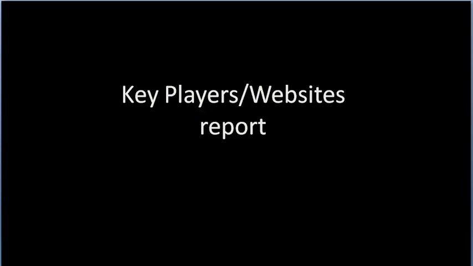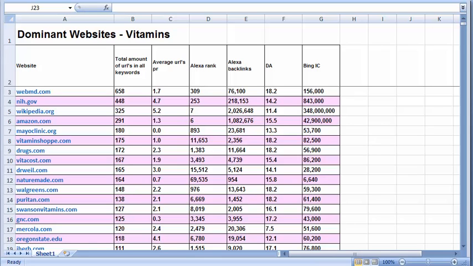Our third report is a key player and website report. Once again, it is presented in the form of an Excel spreadsheet that provides a detailed list of 6 different ranking variables for each of the dominant websites competing for a specific key phrase family. The most important one is the first column, which tells us 658. This tells us that WebMD has 658 pages that are recognized for the words and vitamins of the list that we had in the other report.